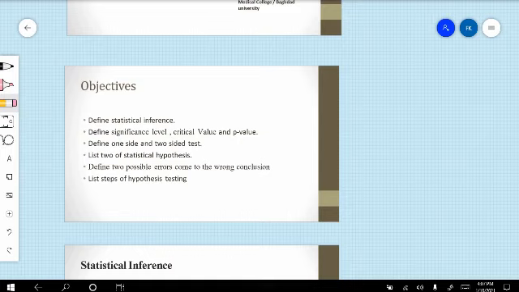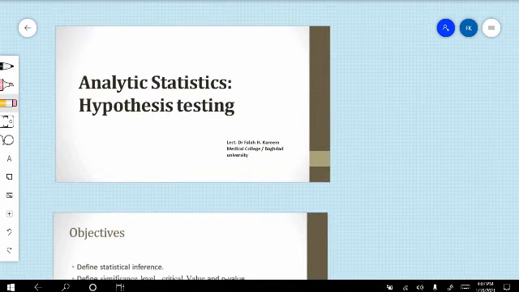As we know, analytic statistics is part of statistics. We have two types of statistics, analytic and descriptive. We know that descriptive statistics is that type of statistics that help us in describing and understanding the features of specific data concerning sample or population. Analytic statistics is statistics that help us to get conclusion about specific sample data or population data.